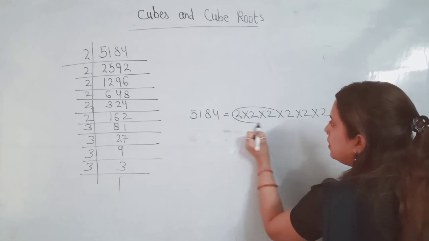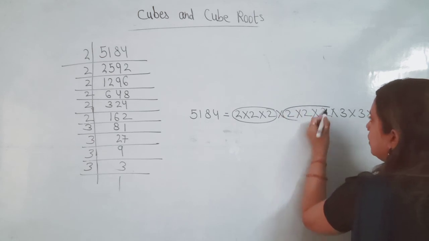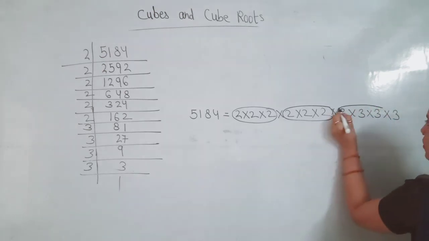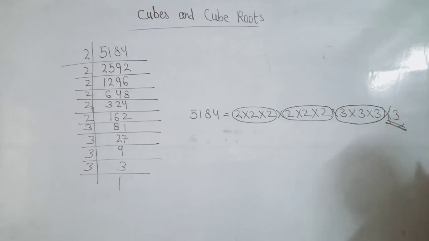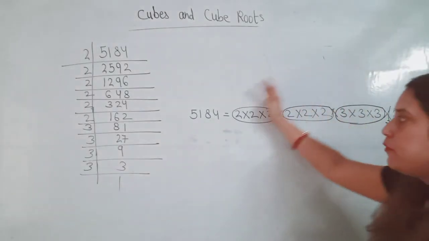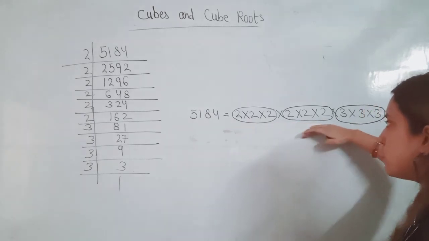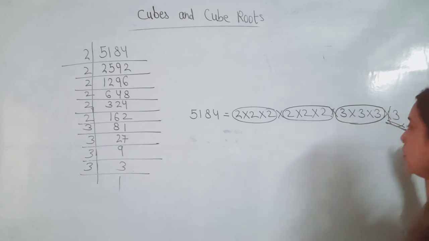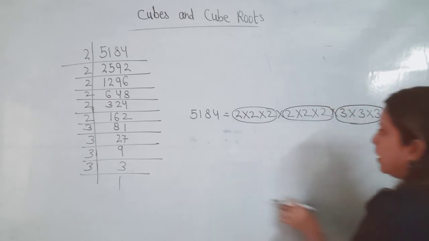Okay, this is one triplet, 1, 2, 3, and 1, 2, 3, 2 triplets. And when we make the triplet of 3, 3 into 3 into 3, 3 times. 1 three is extra. It means when we divide this number by 3, then it will be a perfect cube, because 2 comes 3 times, 2 comes 3 times, and this 3 is coming 3 times, but this one is alone. So what will be the extra? We will divide that number by this extra number.